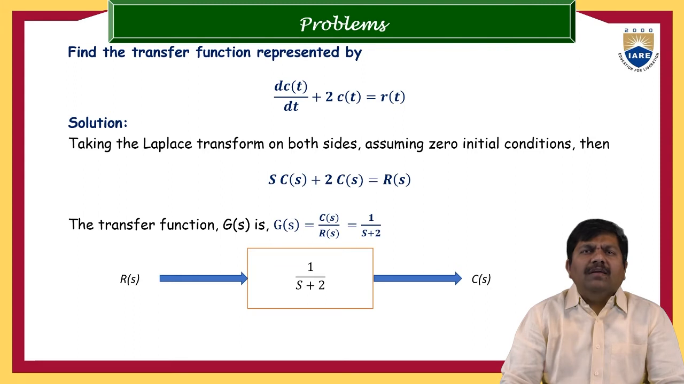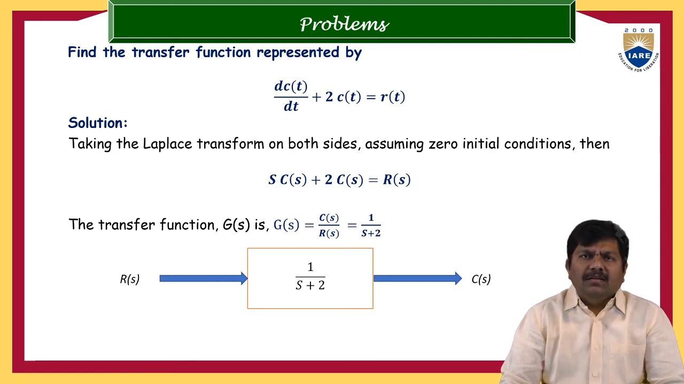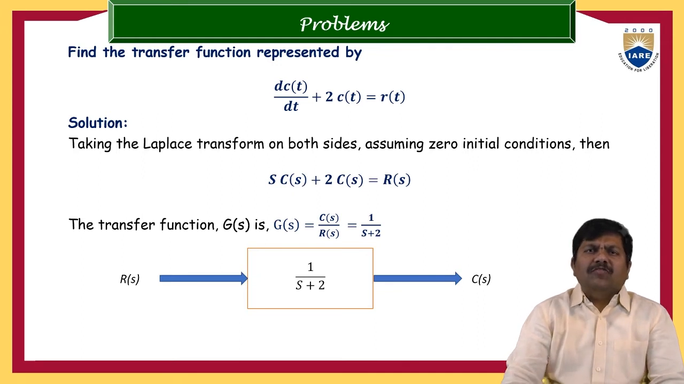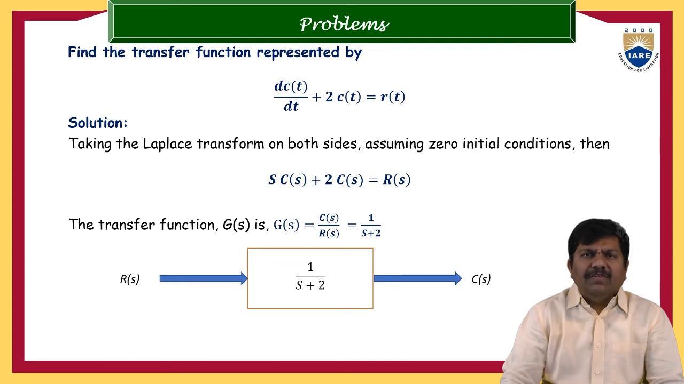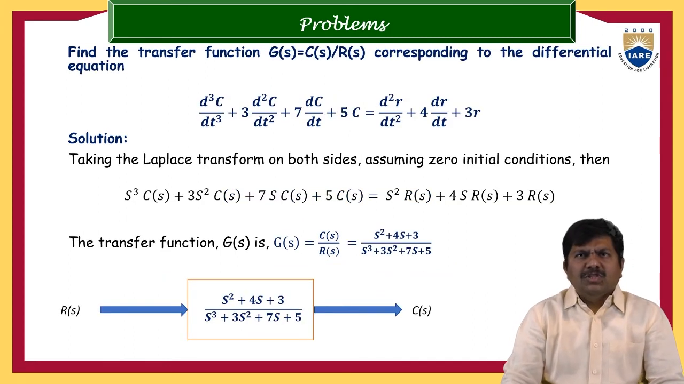So inside that block, generally we have to represent the mathematical equivalent of the process or plant, which is nothing but 1 by S plus 2. This is the way of determining the transfer function if the differential equations are known to us for any given system. Similarly, let us examine one more problem.